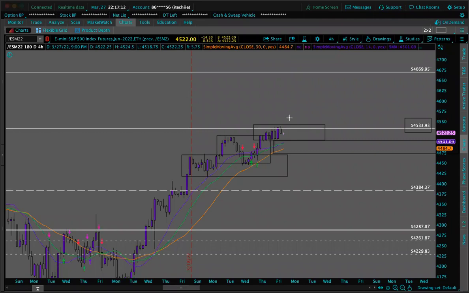If we keep getting rejection here, I would look for a short midway, basically the average of 45.33 and 43.84. So somewhere around here would be a nice short opportunity. So 44.50 to 44.75. I wouldn't overly be short and I wouldn't overly be long, because right now price is in a neutral zone.